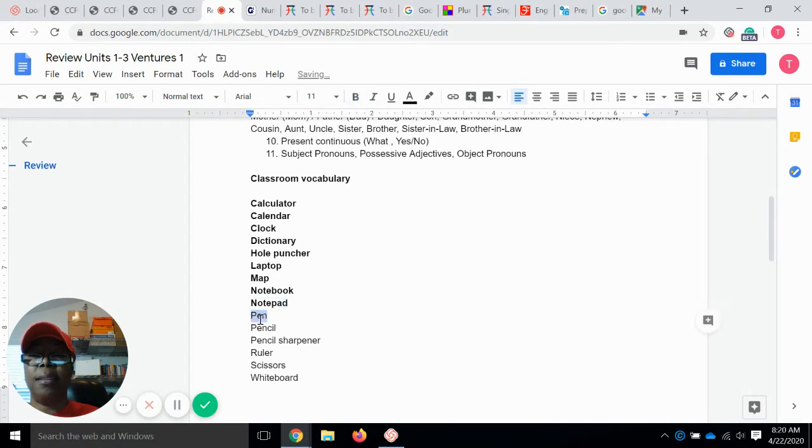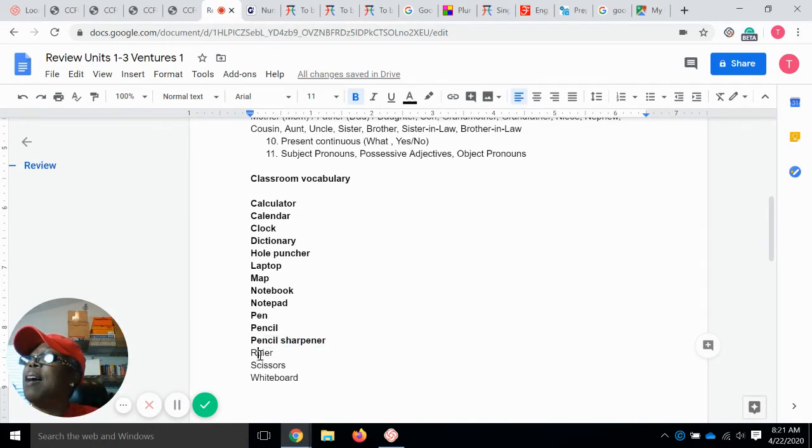Then we have a pen. Repeat after me. Pen, pencil, pencil sharpener. And a pencil sharpener is what we use to sharpen our pencils. There are mechanical pencils these days, so oftentimes people don't even use a pencil sharpener anymore.